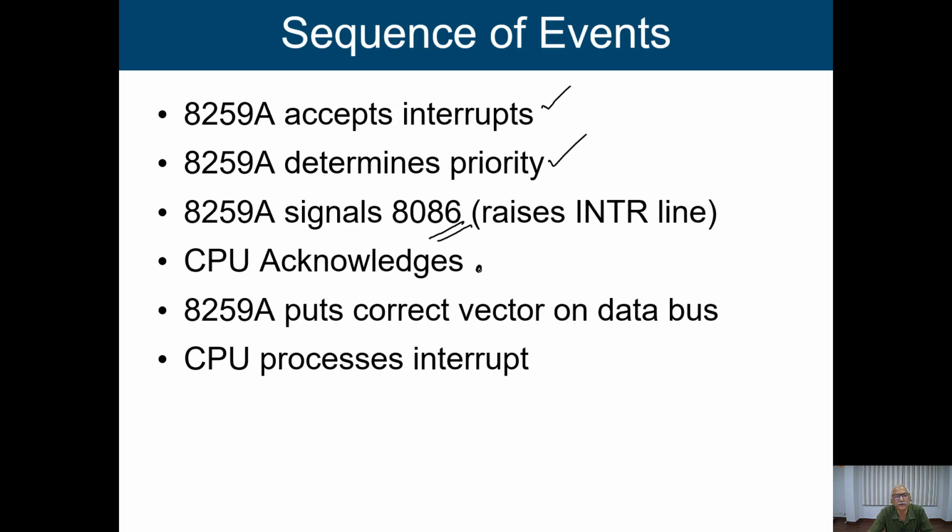CPU acknowledges. Now the 8259 puts the correct vector on the data bus. Correct vector means the identifier of that particular interrupting device. It says that this device has sent the interrupt. So now the CPU processes the interrupt, that means the CPU executes the interrupt service routine of that particular device. So this is the way we are going to handle interrupts in our machine.